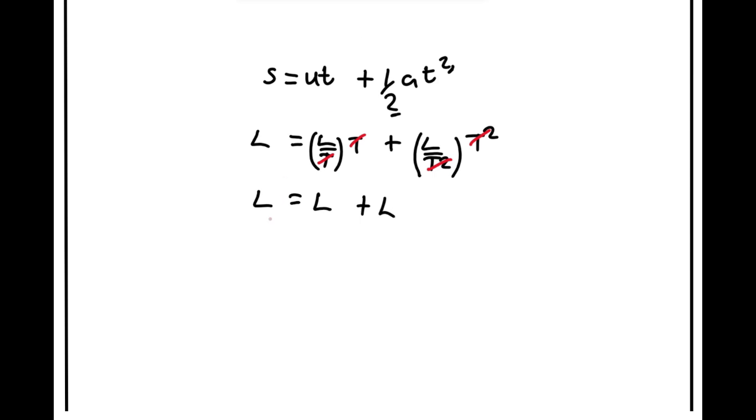By the law of homogeneity, for an equation to be considered valid, each term must have the same dimensions if we're adding them or subtracting them.